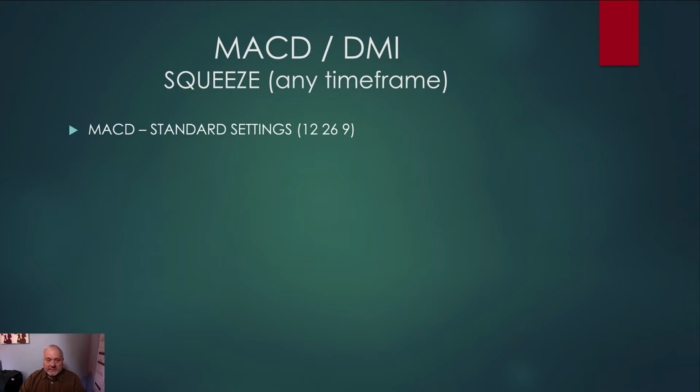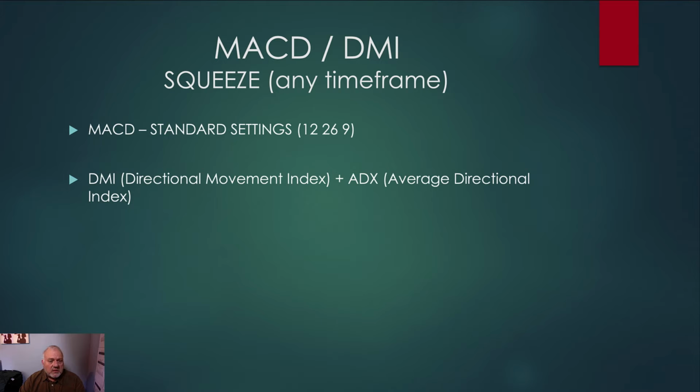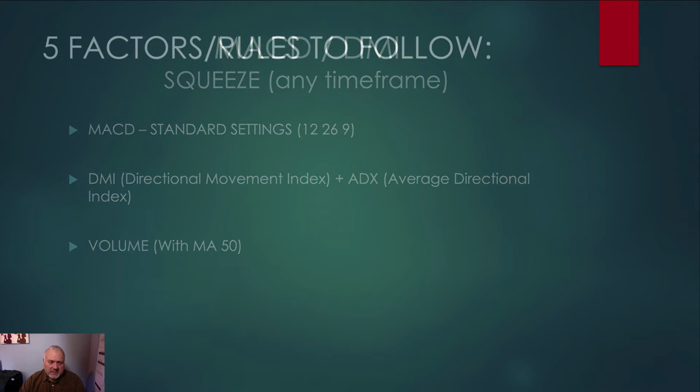We need a MACD, which is the moving average convergence divergence indicator, which is standard across all platforms, with the standard settings of 12, 26 and 9. We also need the DMI, which is the directional movement index. We also need an ADX, the average directional index, on top of that as well. And volume with a moving average of 50. That's a 50 look back period. So that's what we need.